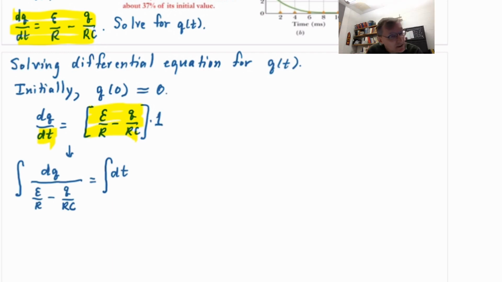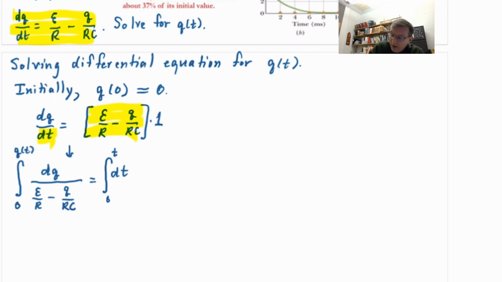And I put limits on these integrals. The time integral on the right, dt, well, time starts at 0, and then the upper limit is some arbitrary time t, whatever t we're interested in. The integral on the left is with respect to charge, dq. So the limits have to be charge values. And specifically, the lower limit has to be the charge when the time is 0. But the initial charge is 0. And then the upper limit is the charge when the time is t. So I'll just denote that q of t.